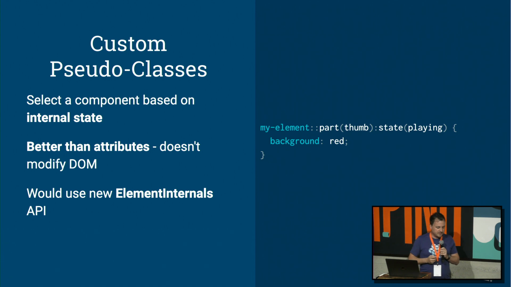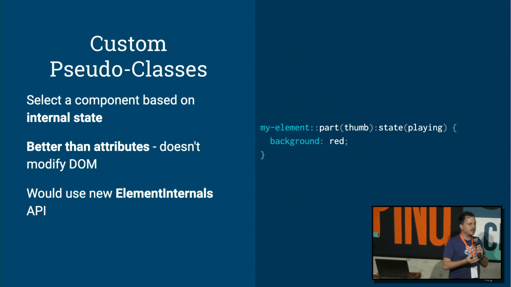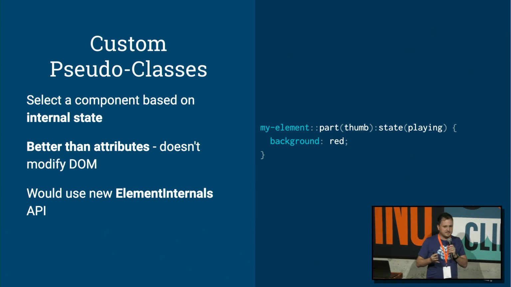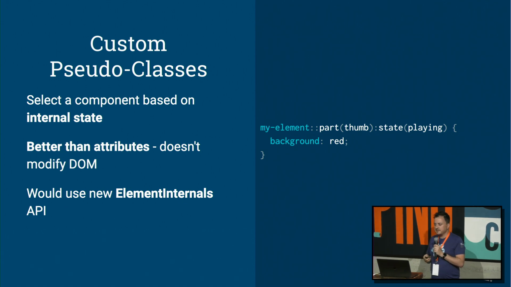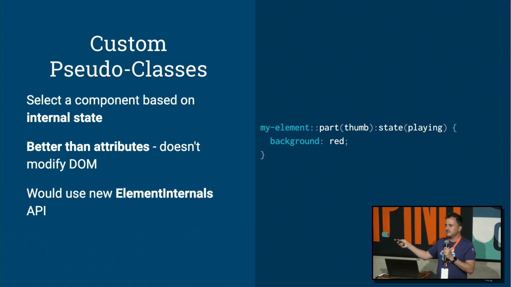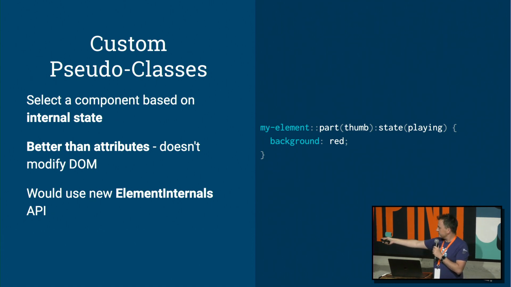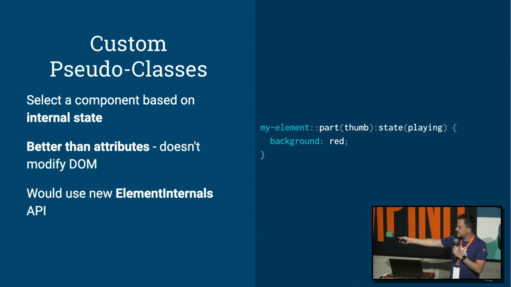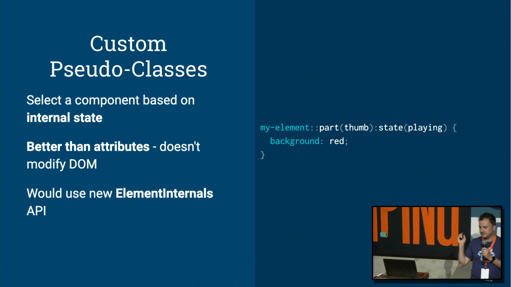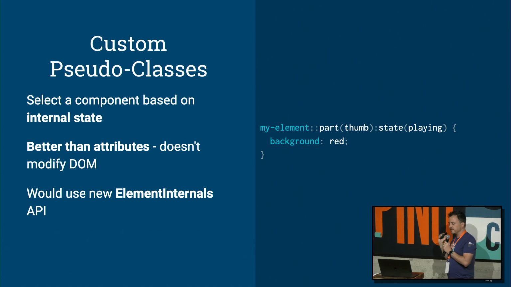These happen to go very nicely along with parts. So you might have parts inside of a complex component that might be active, say, and so you'll be able to select the part and the condition, the state that you want it in before you style it. So here we're going to select our video player thumb, but only when it's playing, and we're going to make it red. So this is a proposal, but it just got a very warm welcome here at TPAC last week in Japan, and so I think this will be moving forward pretty fast.